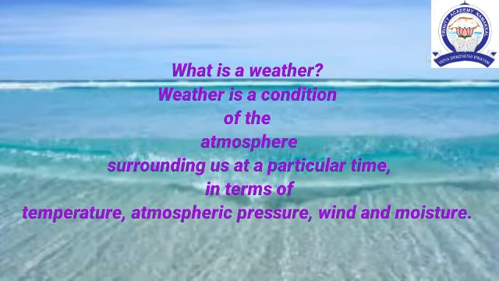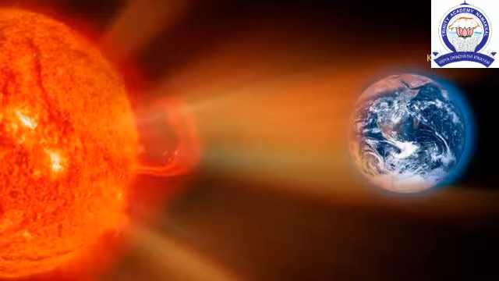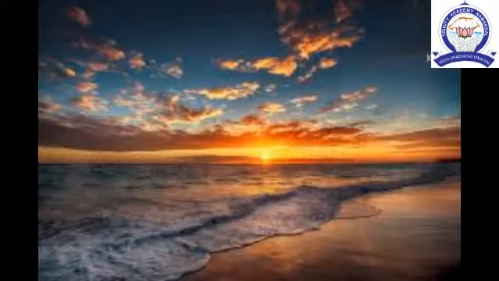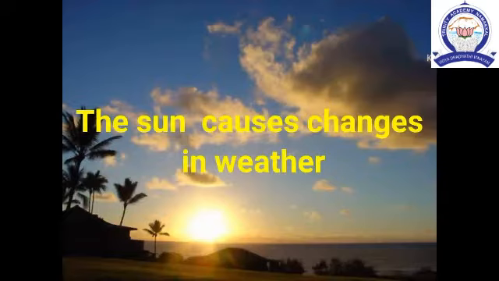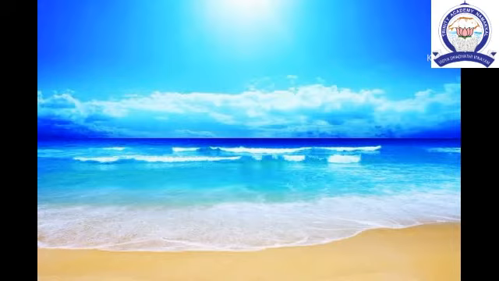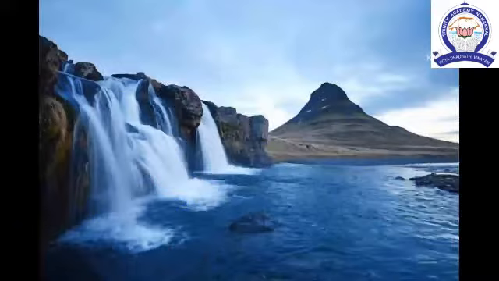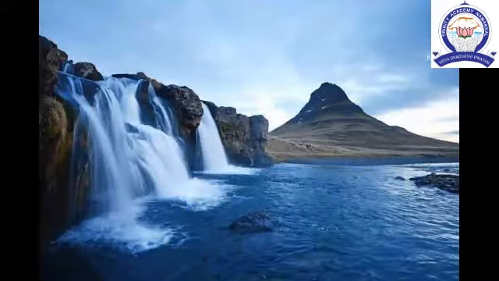What is weather? Weather is a condition of the atmosphere surrounding us at a particular time in terms of temperature, atmospheric pressure, wind and moisture. The weather can be hot, cold, dry and windy. The sun causes changes in weather. The weather changes from season to season. The sun causes changes in temperature, makes winds blow and changes the states of water.